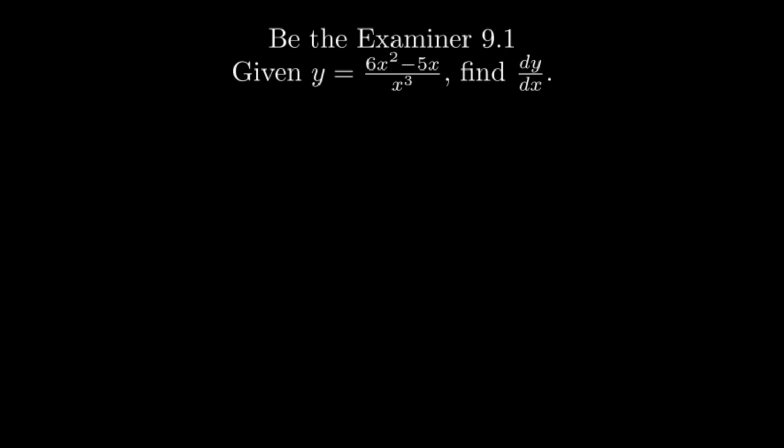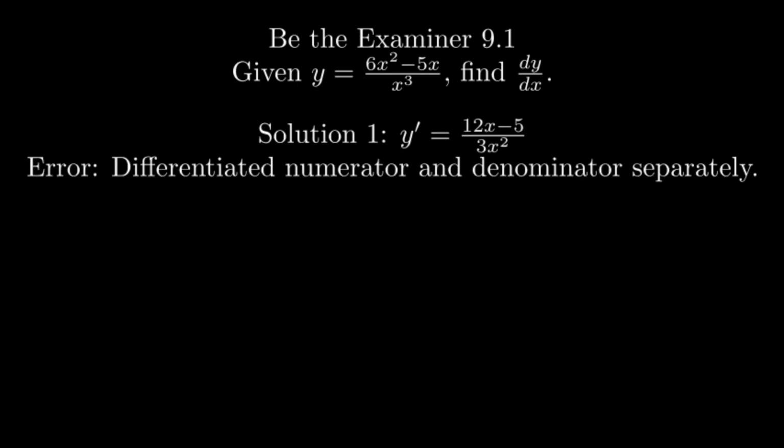To finish, let's look at a common source of errors by putting ourselves in the shoes of an examiner. Here's a problem. Differentiate y equals the quantity 6x squared minus 5x all over x cubed. Let's analyze a few incorrect attempts. Solution 1 gives the answer as 12x minus 5 over 3x squared. This student has differentiated the numerator and the denominator separately and then put them back in a fraction.